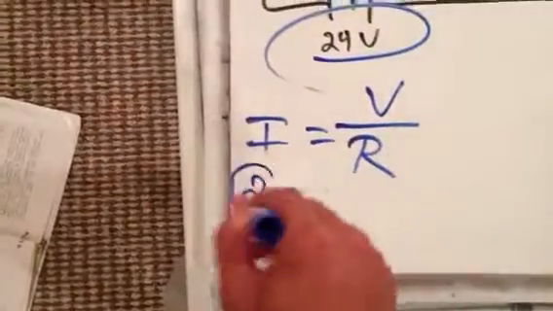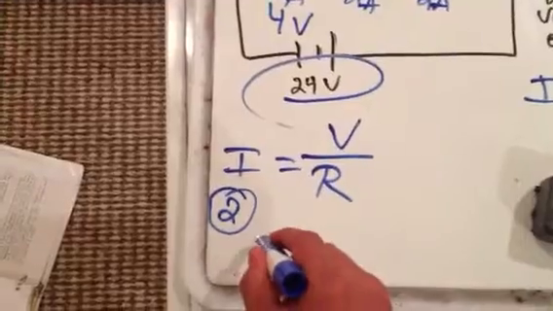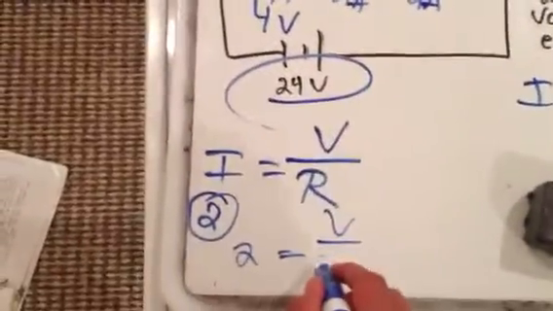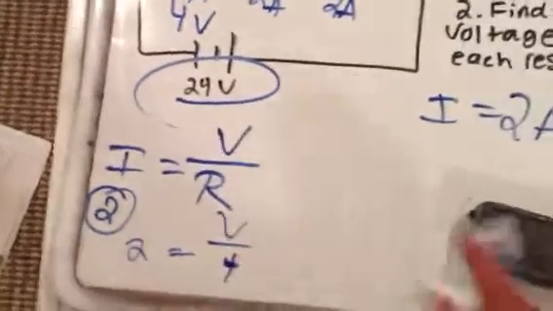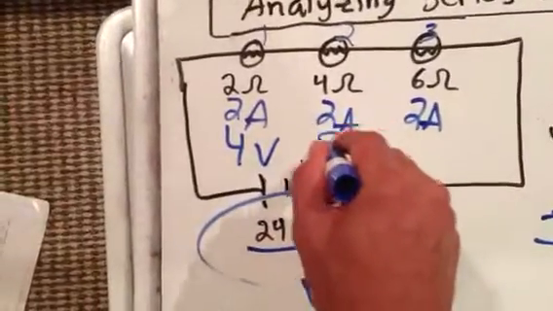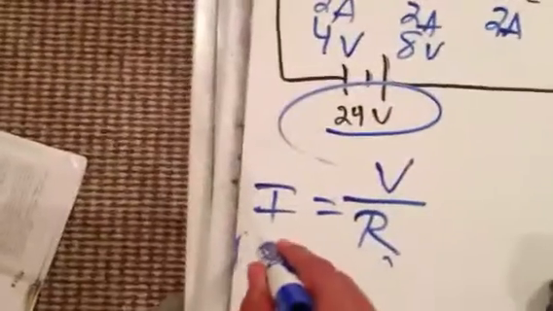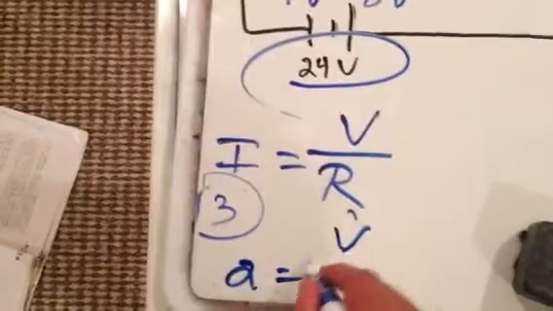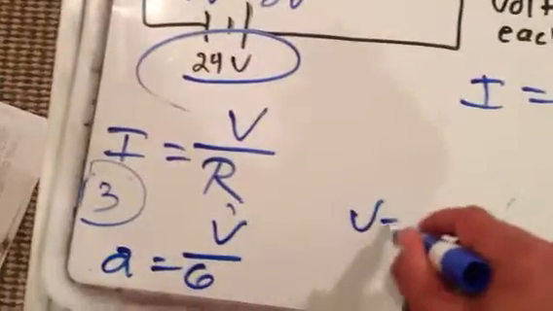Let us now figure out what number 2's voltage is. Again, same equation. I is 2, and that is equal to V over, and this resistance is 4. Again, cross multiply, so V is equal to 8. And lastly, we will find the voltage for the third resistor. So 2 equals V over 6, so V equals 12.